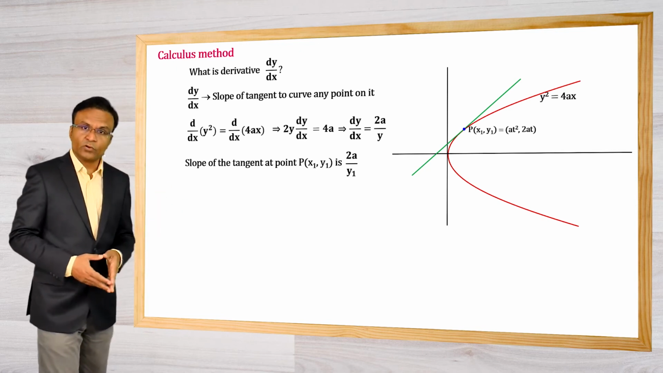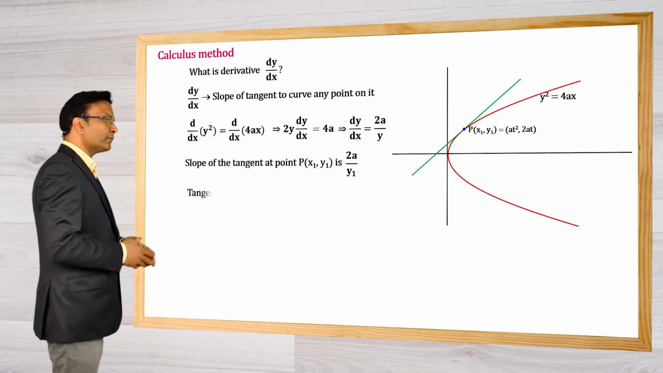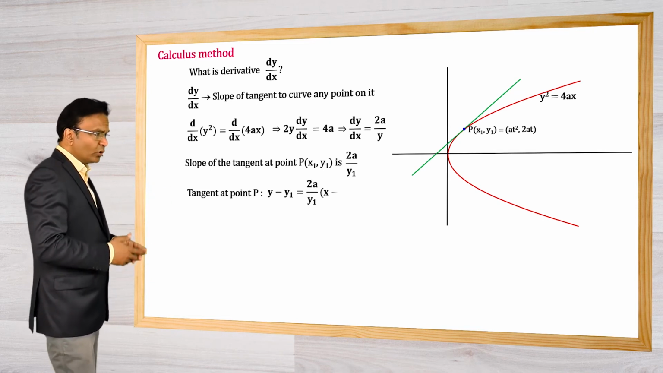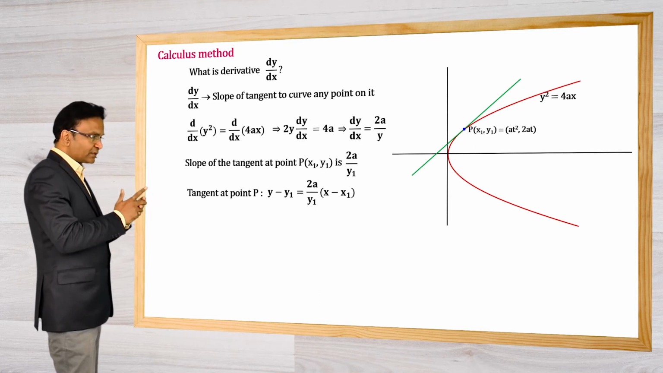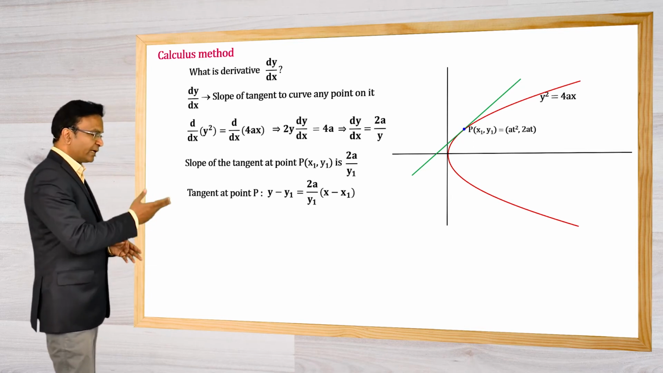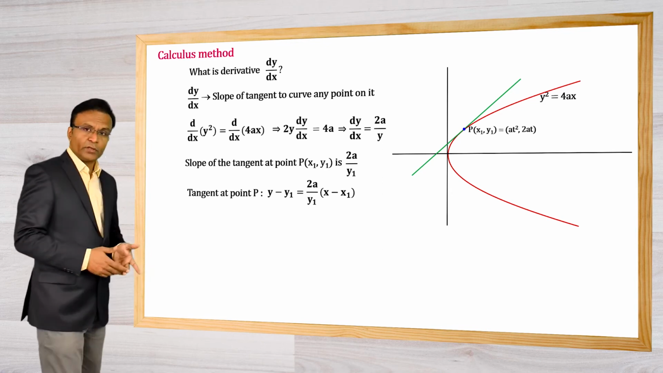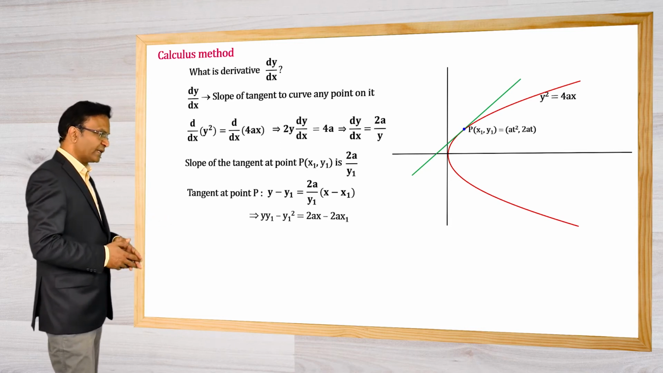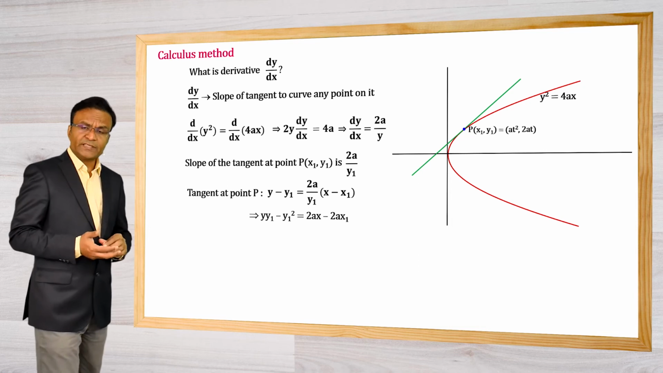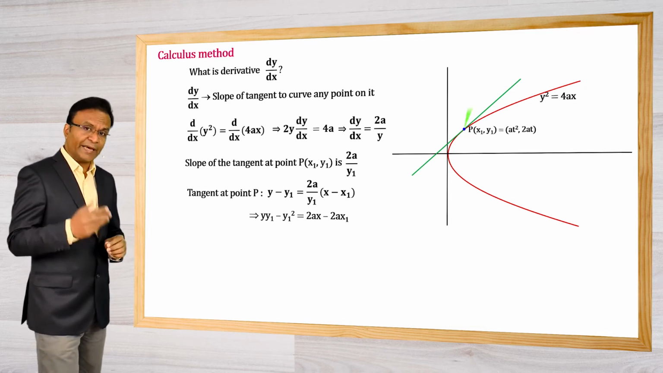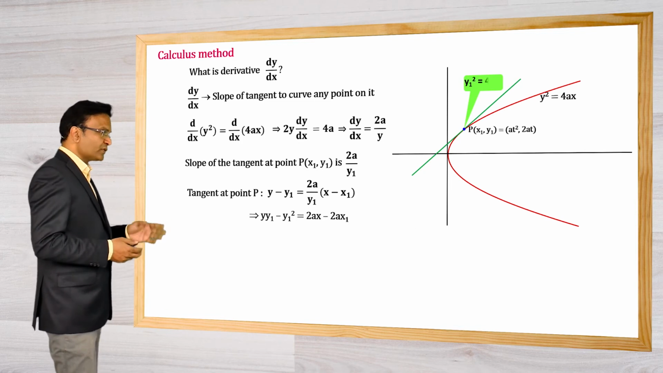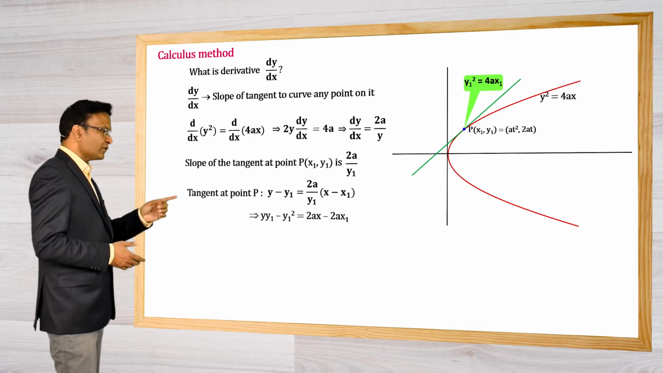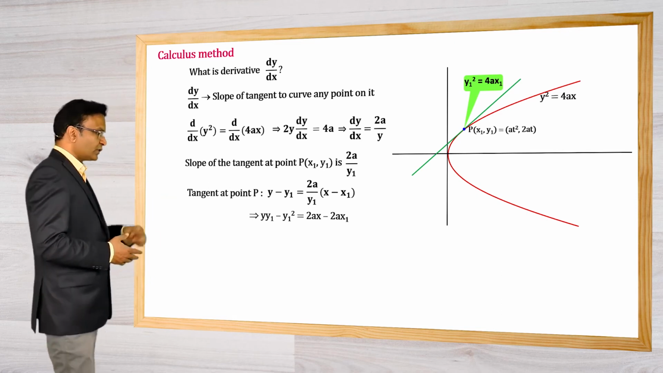So from the point slope form, the equation of tangent at point P is y minus y1 is equal to 2a upon y1 multiplied by (x minus x1). Cross multiply with y1, we get y y1 minus y1 square is equal to 2ax minus 2ax1. Now since point P (x1, y1) lies on the curve, we have y1 square is equal to 4ax1. Put this value of y1 square in this equation, we get this equation.